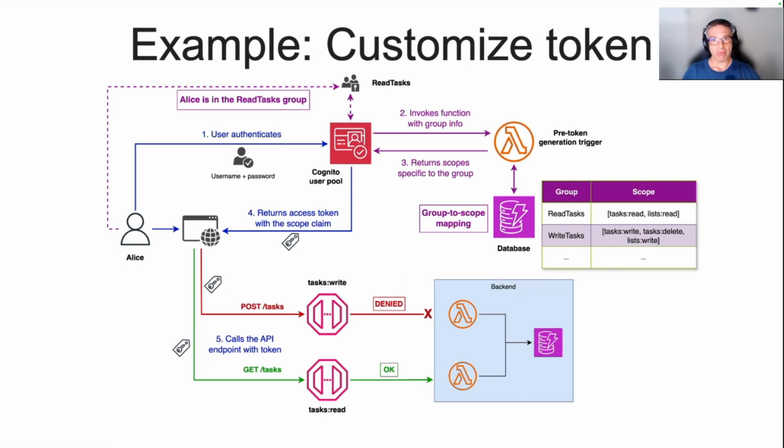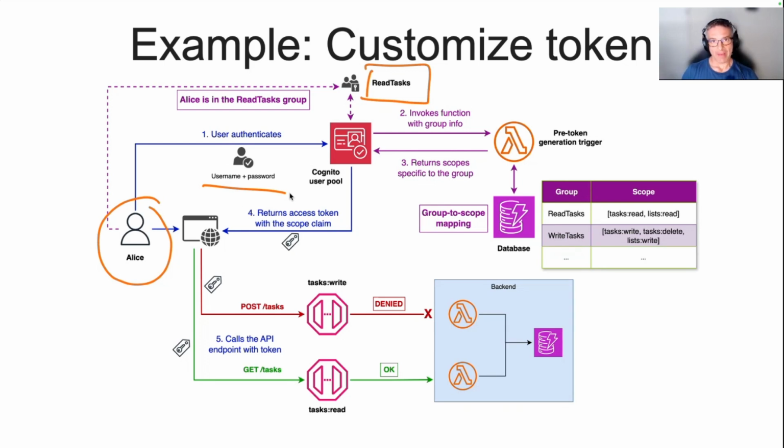Now let's see how it works on a diagram. So again, we have Alice, our user, and Alice is placed in the read tasks group in Cognito. So we can create groups in Cognito, just like we can create groups in IAM. We can do the same thing in Cognito, and we can put users into those groups. So Alice is in the read task group. So she will enter her username and password. She authenticates to the user pool.